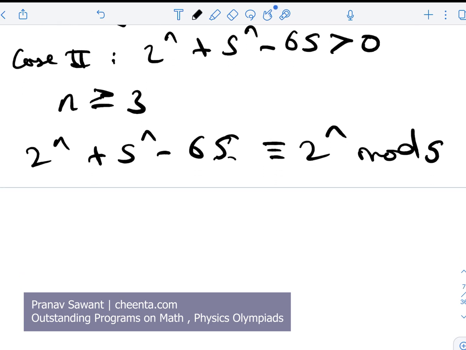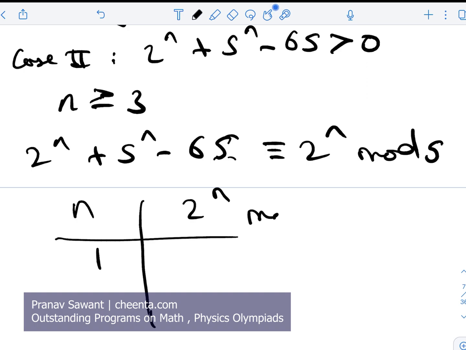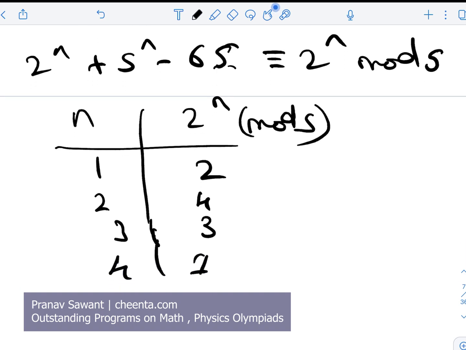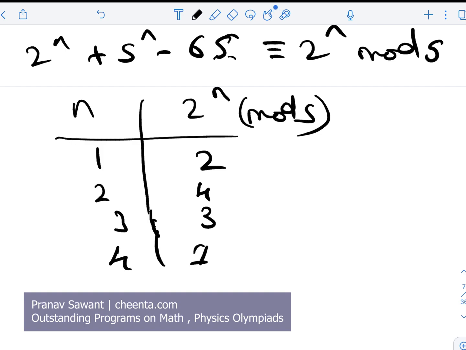Now let's see what values it can have. Let's make a table between n and 2 raised to the power n mod 5 and see what values it will take. If we take n equal to 1, 2 raised to the power n mod 5 is 2. If we take n equal to 2, it is 4. If we take n equal to 3, we get 3. And if we take n equal to 4, we get 1. From Fermat's little theorem, we can see that this cycle keeps on repeating. So if n is equal to 5, 2 raised to the power n mod 5 will be 2, and so on and so forth. The cycle will keep repeating.